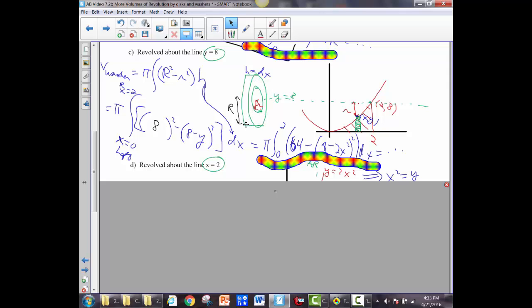So you can see that our washer has a height of, that's horizontal, so that's dx. So we have left border to right border, which is x equals 0 to x equals 2. My big radius would be from here to here. Well, this is the line y equals 8, and this is y equals 0. So obviously my big radius is 8. My little radius, be careful, is not y. My little radius is this length between here and here. From here to here is y. From here to here is 8. So the remaining little part that is my little radius is 8 minus y.